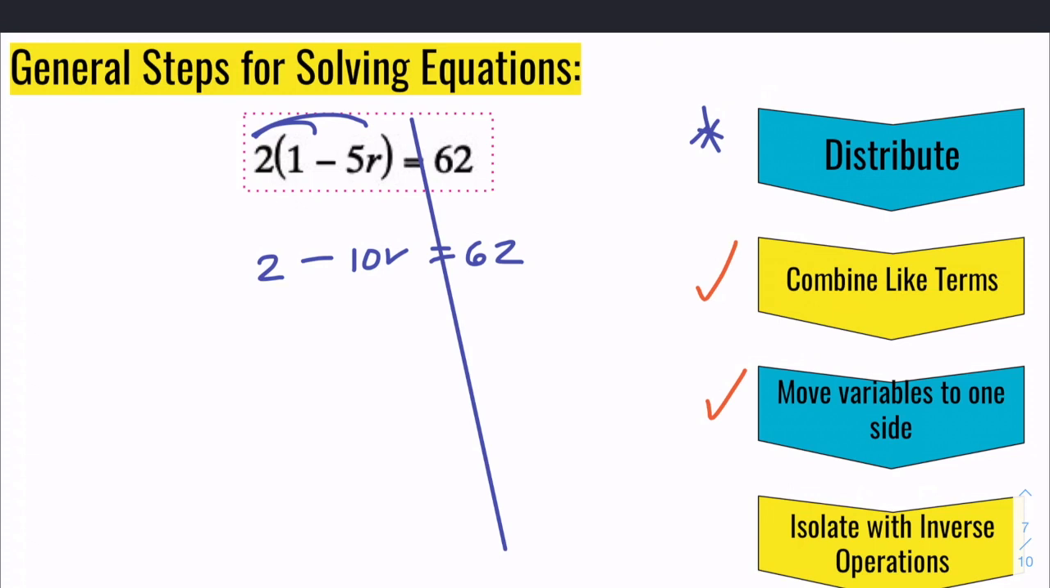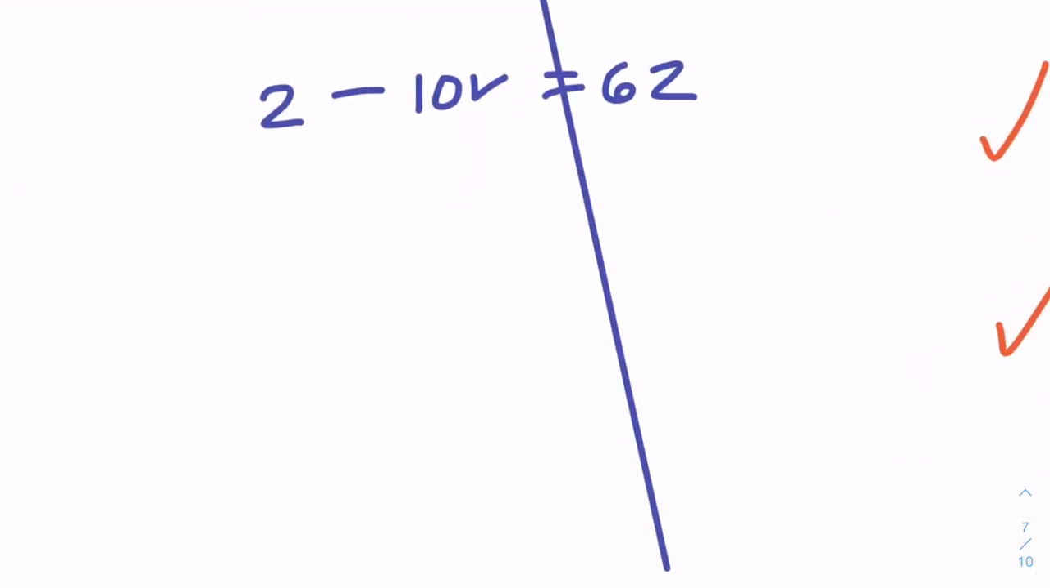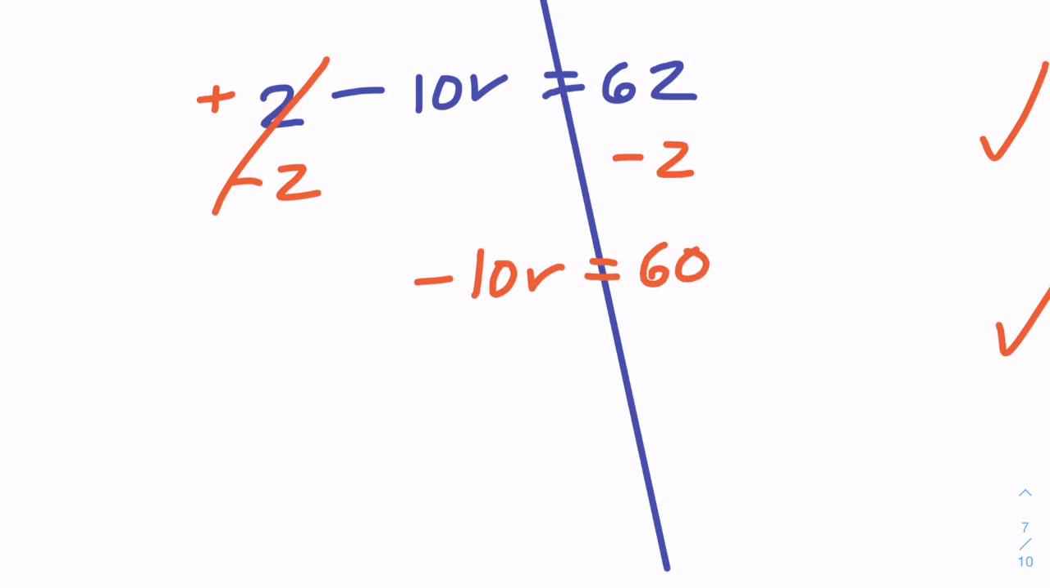Isolate with inverse operations. So now it's literally just become a problem like we've seen before. I have this 2 hanging out in front. Remember, if it doesn't have a variable in front of it, it's like an imaginary addition sign or an imaginary positive, okay? So the way I get rid of positive 2 is I'm going to subtract 2 from both sides. That makes this all really neat and fancy because negative 10r equals 60. Okay, that's beautiful because I know the r is going to be an even number.